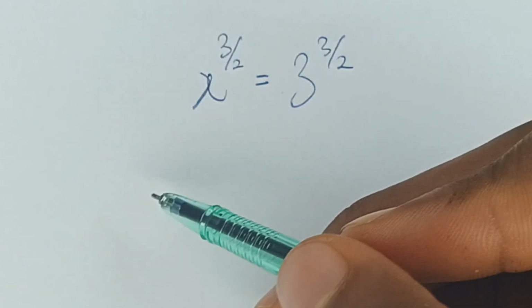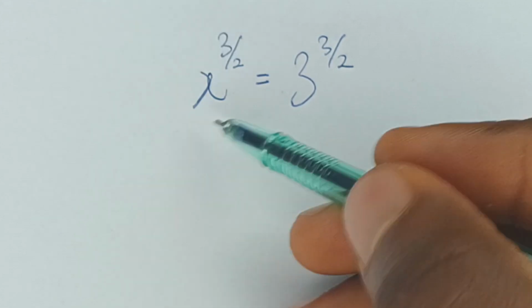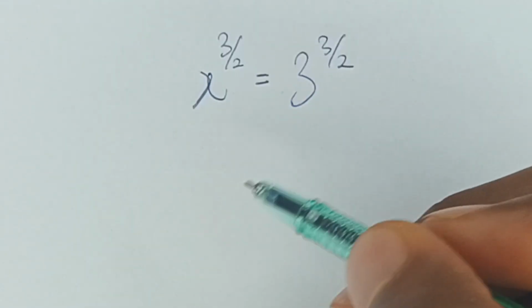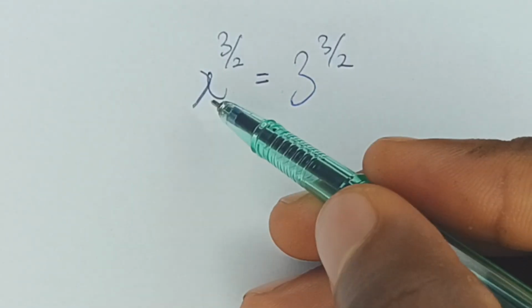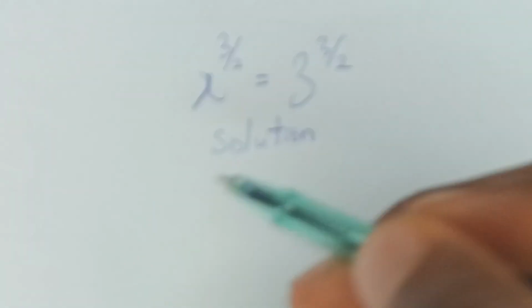Alright, a lot of Americans failed this question, but then why did they fail it? Looking at this question, a lot of people will assume different things, but let me show you the correct way to solve it. First thing to do in this question is to square both sides.